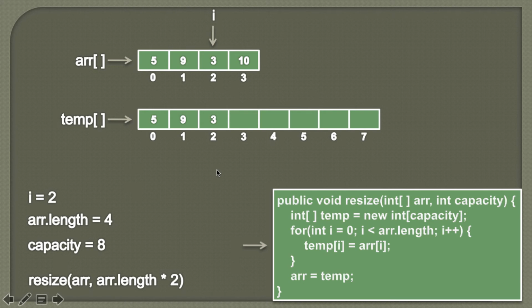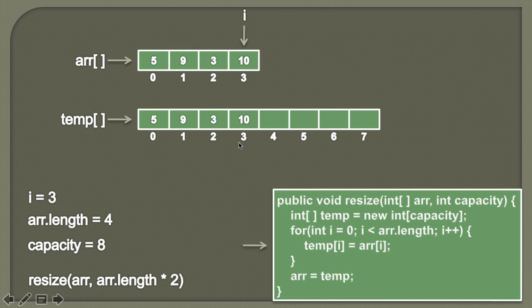Moving ahead, we'll again increment the value of I by 1. So I becomes 3. So it will point to the third index now. And we know that 3 is less than 4. Therefore, the for loop will execute. And finally, we simply copy the value stored at the third index to this temporary array at the third index. So it would look something like this.